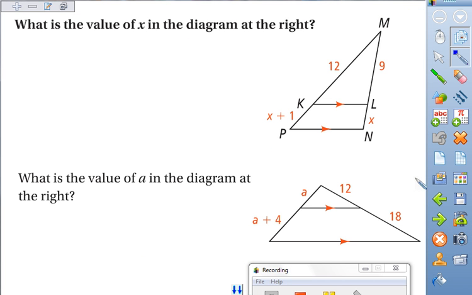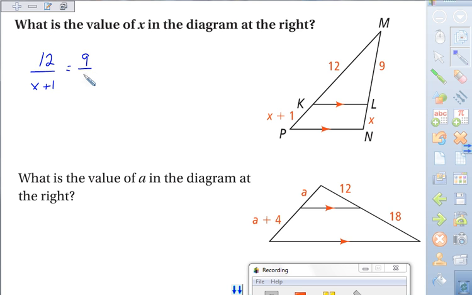What is the value of x in the diagram at the right? Because KL is parallel to PN and it's in a triangle, I get the proportion 12 over x plus 1 equals 9 over x. And now we're using our algebra skills. Cross multiply to get a proportion, and I get 12x equals 9 times the quantity x plus 1.